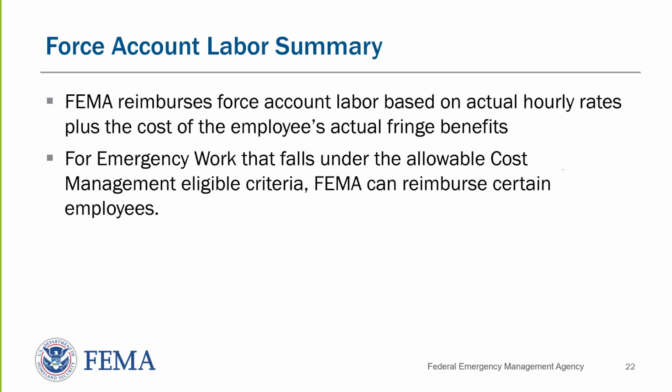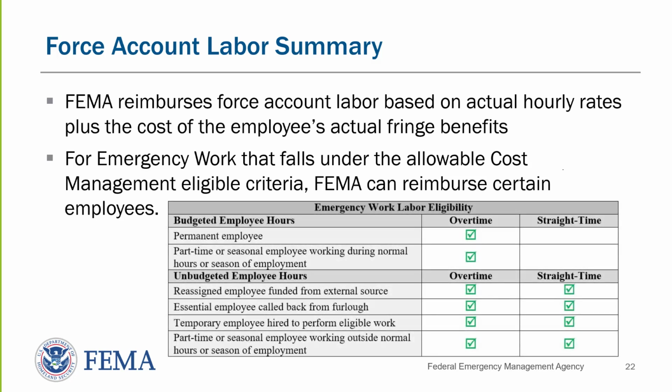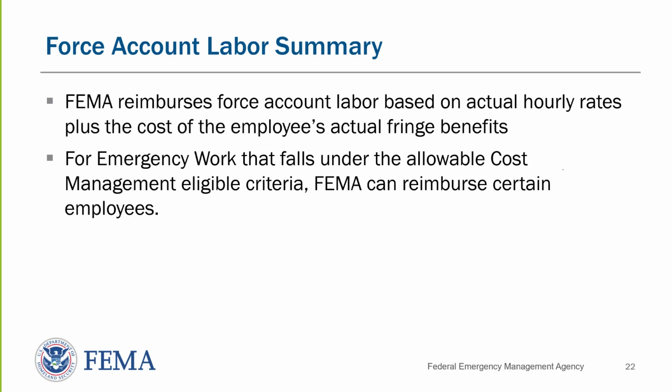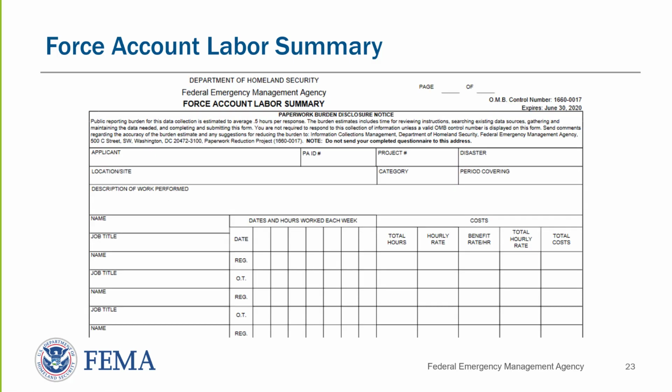those extra things. Emergency work has certain work eligibility and cost eligibility. I recommend you check out the PAPPG, the Public Assistance Program and Policy Guide, to understand what FEMA can and can't reimburse for certain employees. And that's for emergency work, which is Category A debris, and Category B emergency protective measures. Here's an example of one of the forms. You're going to find that most of the forms look pretty similar, which is nice. So this is our force account labor summary.